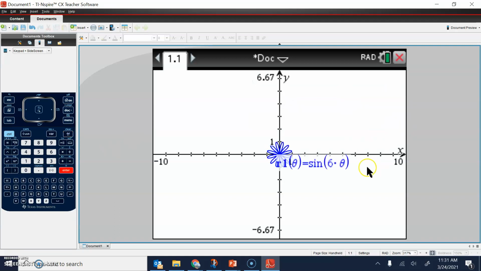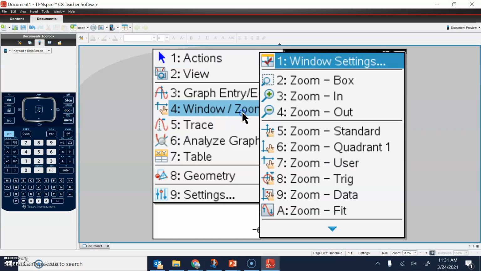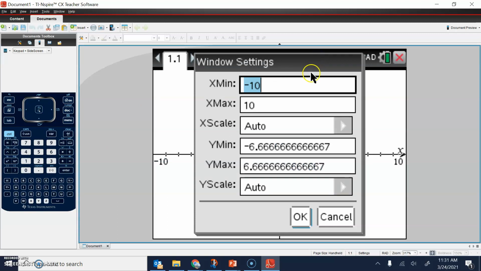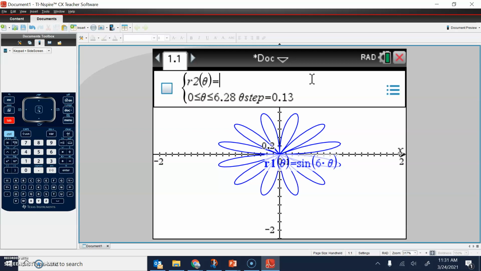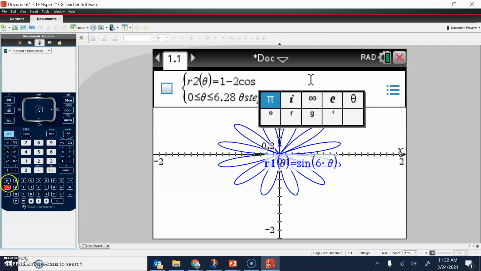When I graph that, it might not be super easy to see, but I can change my window size just like always. And I'm going to go from -2 to 2. And there's our rose. And then if I wanted to graph that other one, that one would be 1 minus 2 cosine theta.